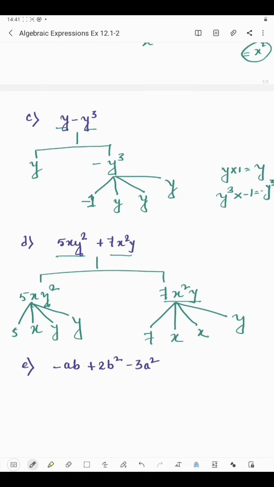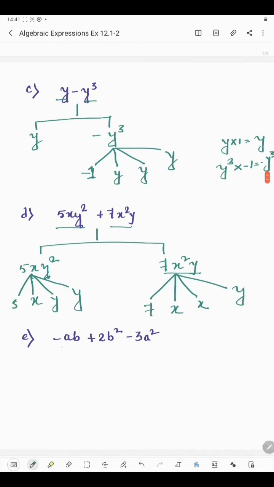Now coming to the e part, in the e part we have 1, 2, 3. Total 3 terms are present. So 1 is minus ab, then 2b square and minus 3a square.